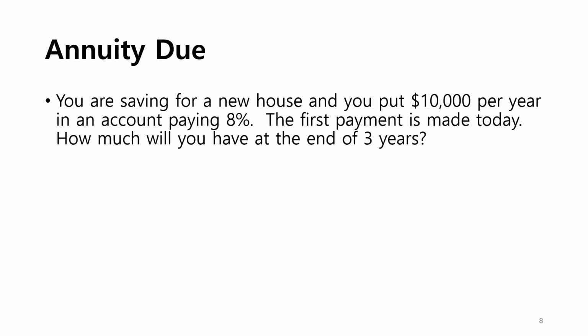Now annuity due. We have studied the difference between annuity and annuity due, right? The only difference is this. With annuity due, payment is made at the beginning of each period. So here you are saving for a new house and you put $10,000 per year in an account, paying 8%. The first payment is made today. How much will you have at the end of 3 years? See, this first payment is made today, right? That means this is an annuity due. How can you solve this problem?